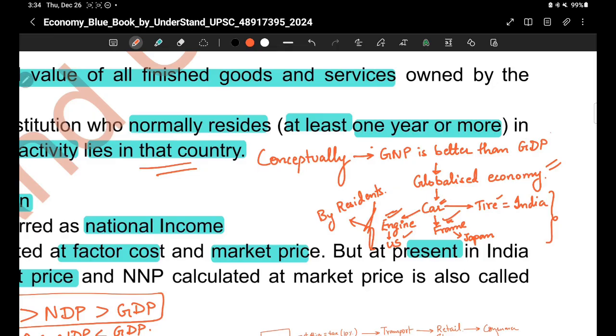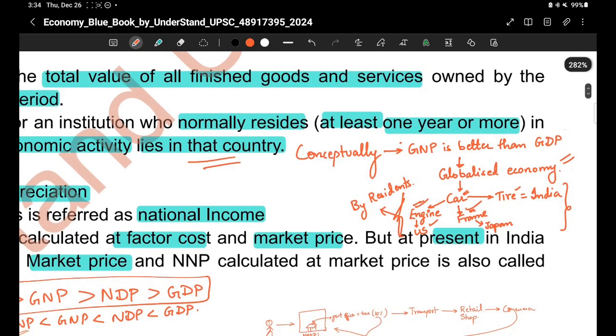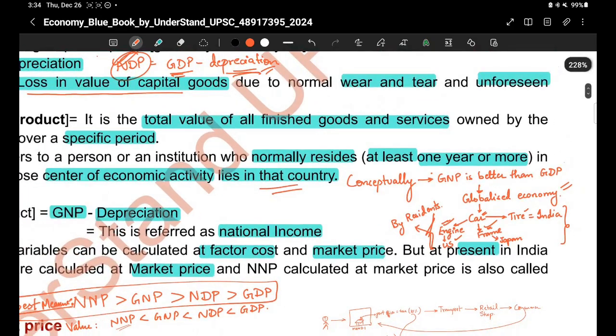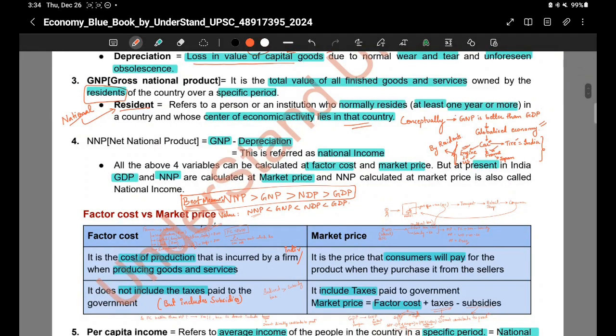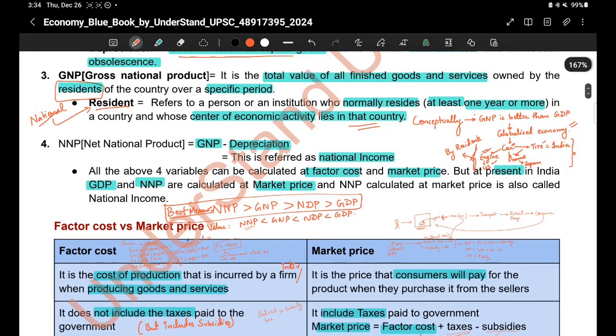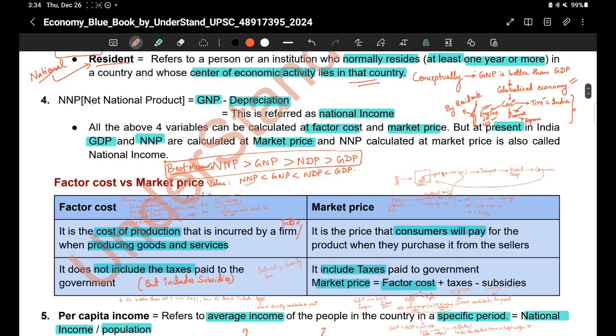GNP captures all this, but GDP doesn't capture all this. So GNP is a better measure than GDP. Okay, I hope you understood this. Then net national product is an even better measure than GNP, because when the word net comes, you subtract depreciation. So we are subtracting that. Now this is referred to as national income, net national product.